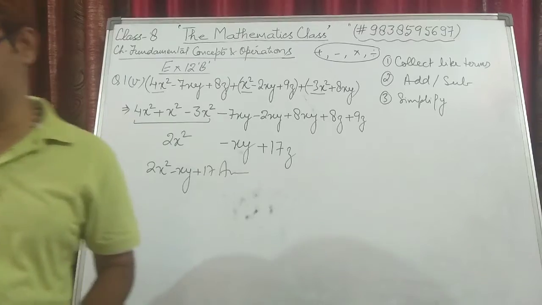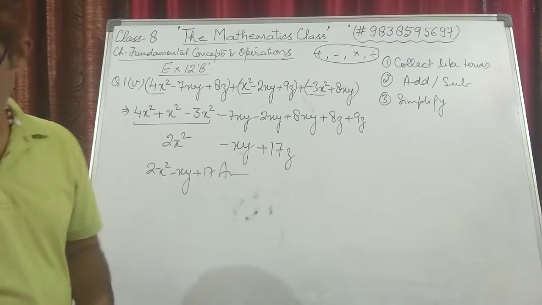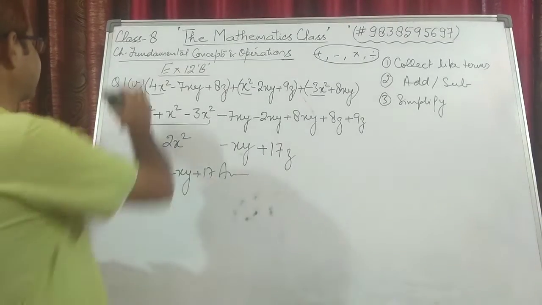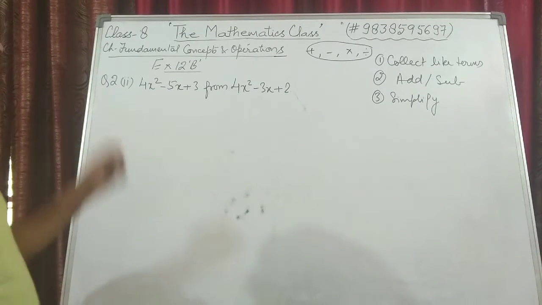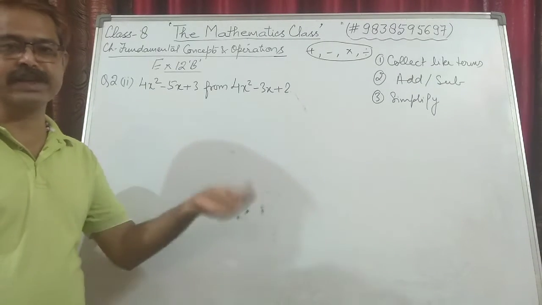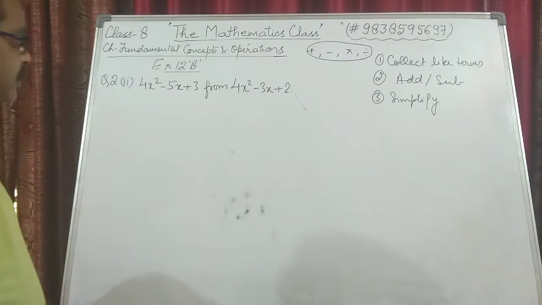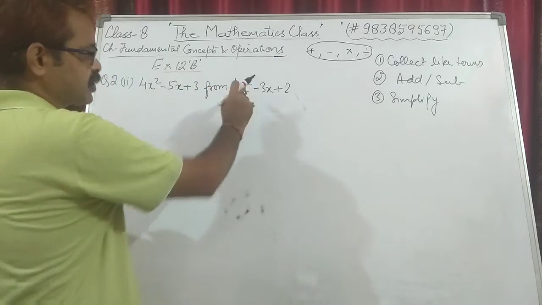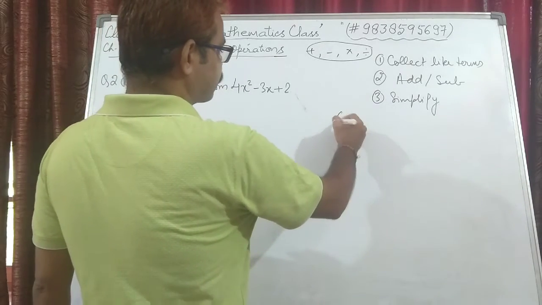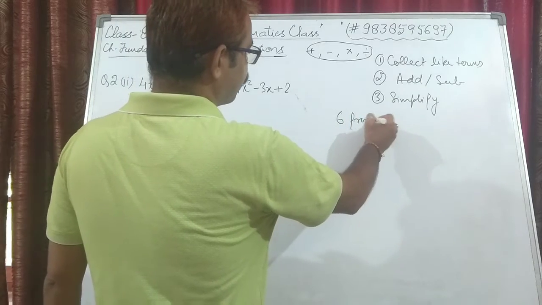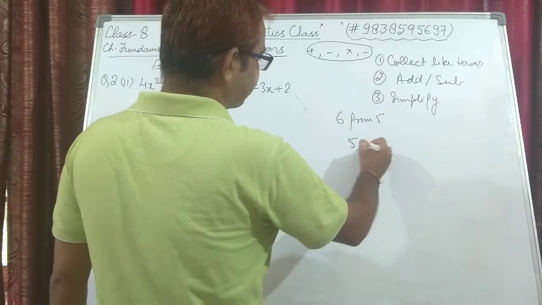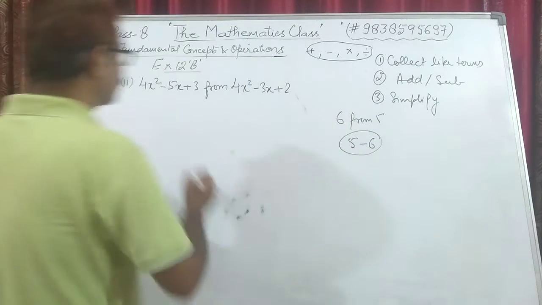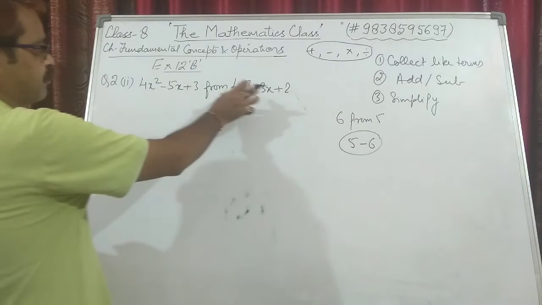Now we move on to the next question, and the question says subtract as indicated. Let's see what is there. Question number 2. In this we have 4 parts, so we will be doing the second and fourth one. They say subtract as indicated, or subtract this polynomial from this. Suppose I say subtract 6 from 5. It means you will write 5 minus 6. So this is what we are going to do, subtract this from this.